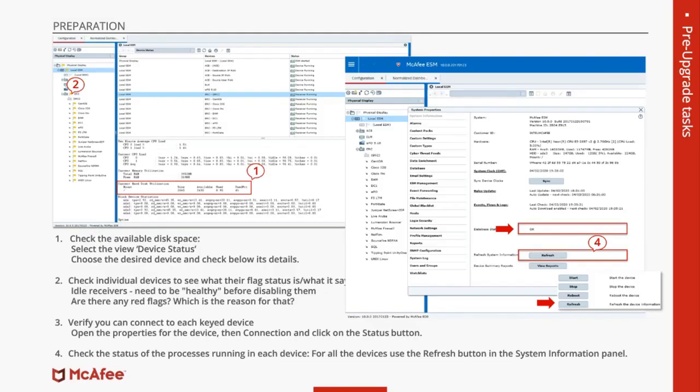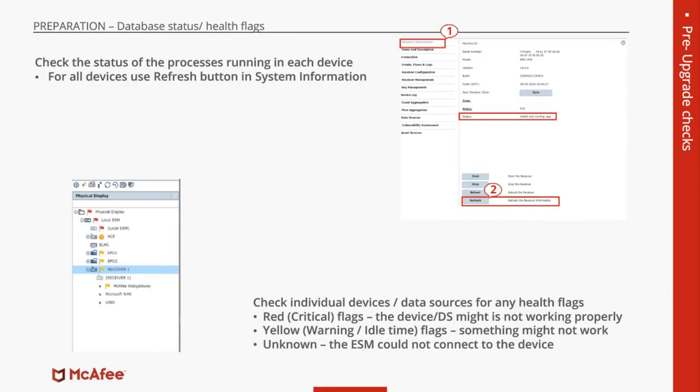So again, we're just going to go into our devices here under System Information, and then verify that the status looks okay. And then obviously we want to run down the checklist here in our physical display, check our receivers, check our data sources. Do we have critical flags? Do we have unknown? Do we have a big question mark there? We should definitely address that one as a priority.